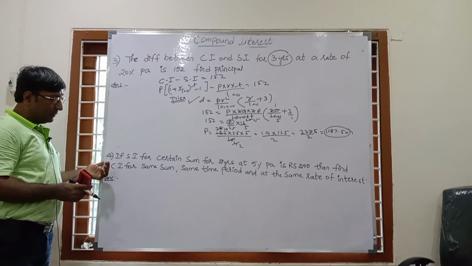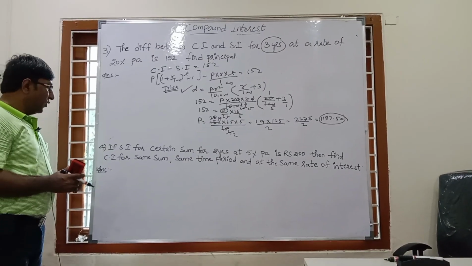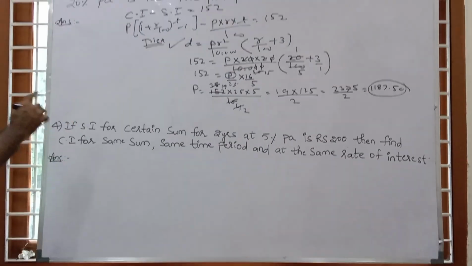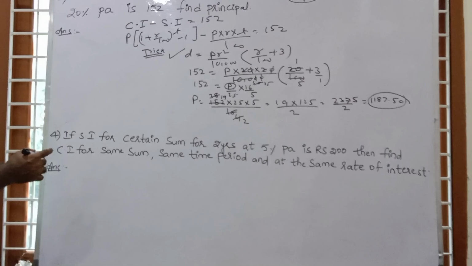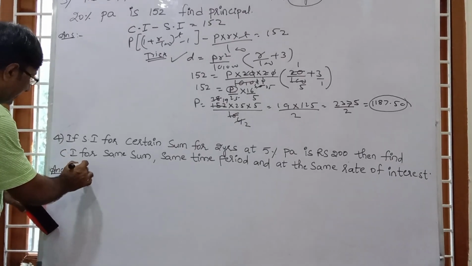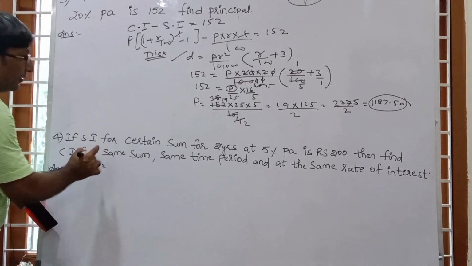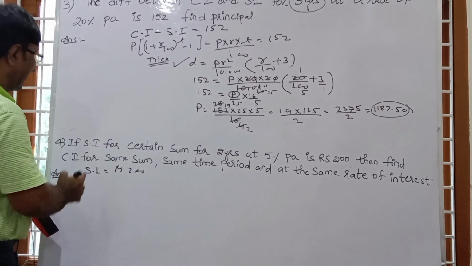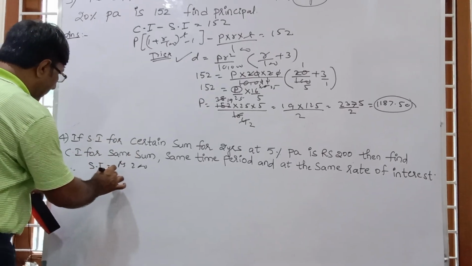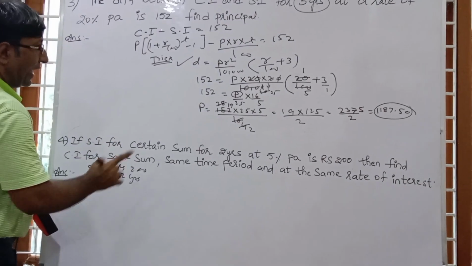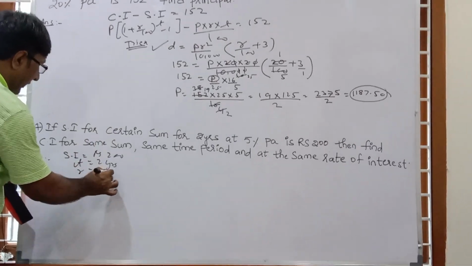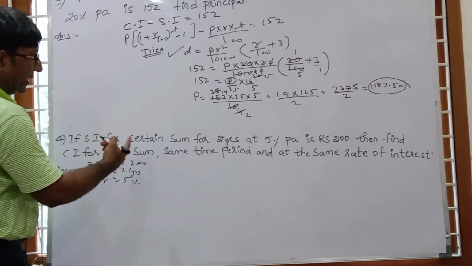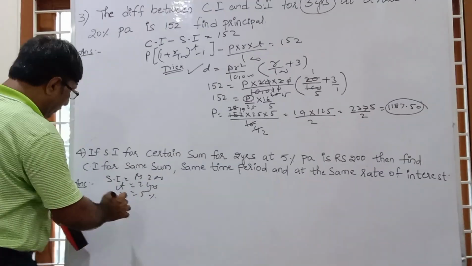Now see the fourth question. This fourth question is also very important. What is the question? If simple interest for a certain sum for 2 years at 5% per annum is rupees 200, that means simple interest is given as rupees 200, time is 2 years, and rate is 5%. Then find CI for the same sum, same time period and at the same rate of interest.